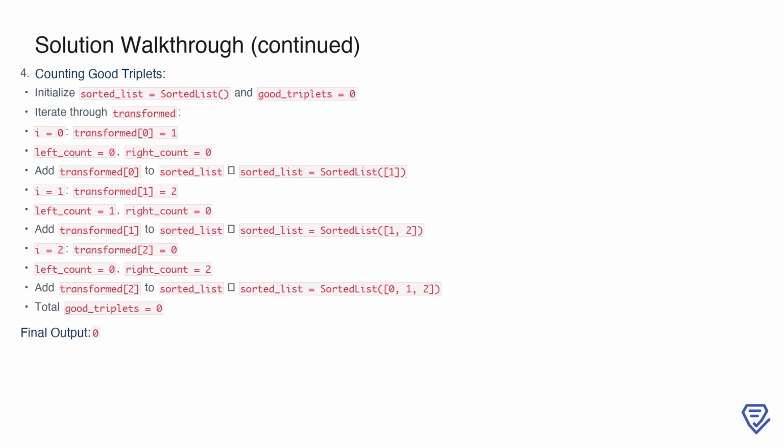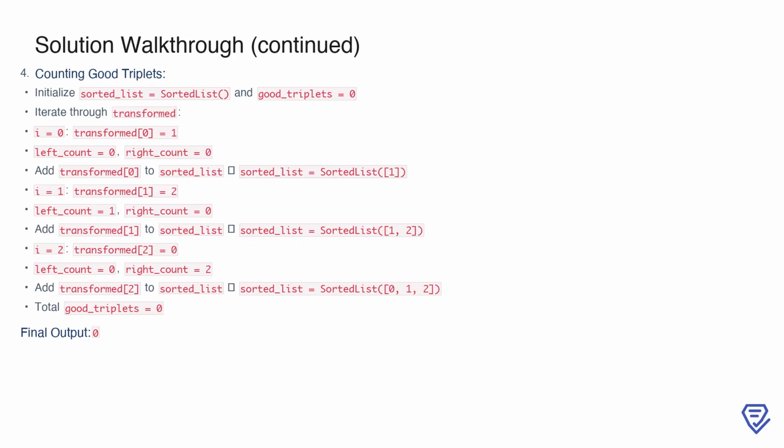Iterating through the transformed array, for the first element, 1, there are no elements to its left or right, so both left_count and right_count are 0. We add 1 to the sorted list, which becomes 1. For the second element, 2, there is one element smaller than it to the left, so left_count is 1. There are no elements greater than it to the right, so right_count is 0. Adding 2 to the sorted list updates it to 1, 2.